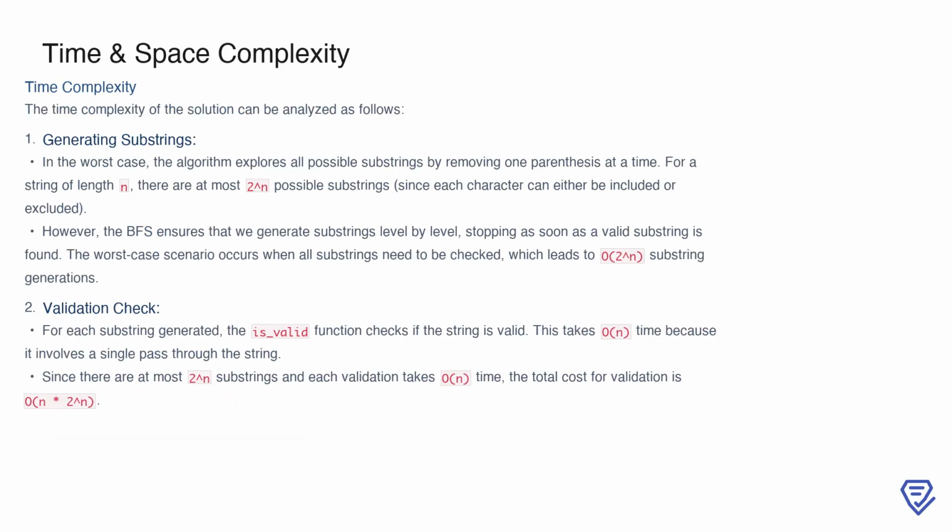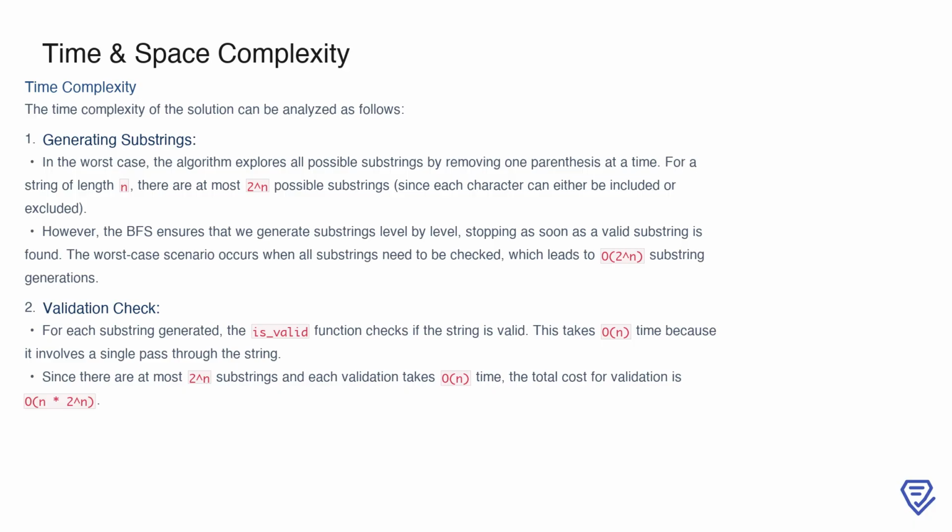N. To analyze the time complexity of this solution, we start by considering the process of generating substrings. In the worst case, the algorithm evaluates all possible substrings by removing one parenthesis at a time. For a string of length n, this results in at most 2 to the power of n possible substrings, since each character in the string can either be included or excluded. However, by using a breadth-first search approach, substrings are generated level by level, and the process stops as soon as a valid substring is found. This means that the worst-case time complexity for substring generation is 2 to the power of n.